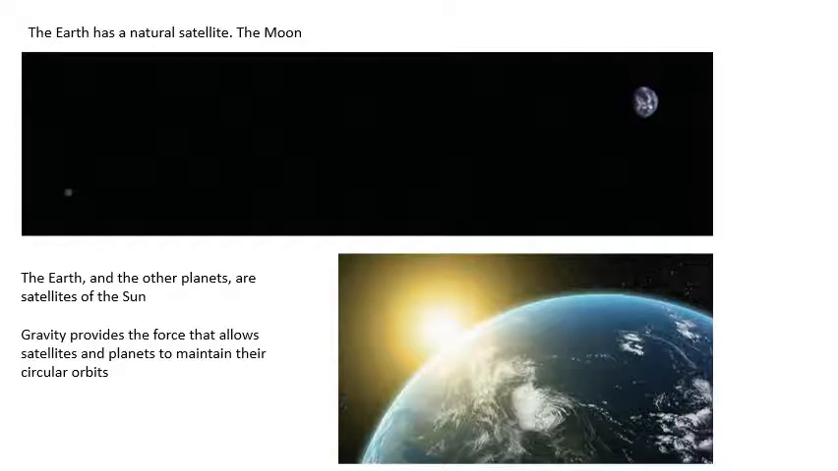Remember this sentence here: gravity provides the force that allows satellites and planets to maintain their circular orbits. If you're going to learn something word for word to chuck out in an exam, learn that sentence. It's gravity. Gravity keeps things in orbit. If gravity wasn't there, it wouldn't stay in orbit.